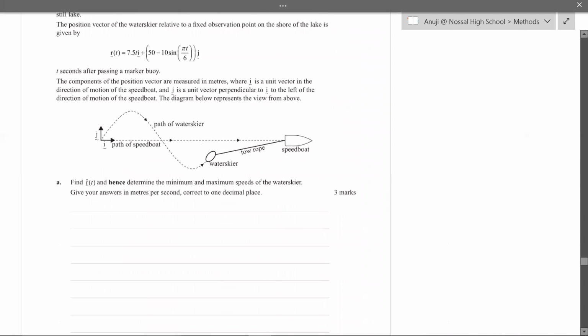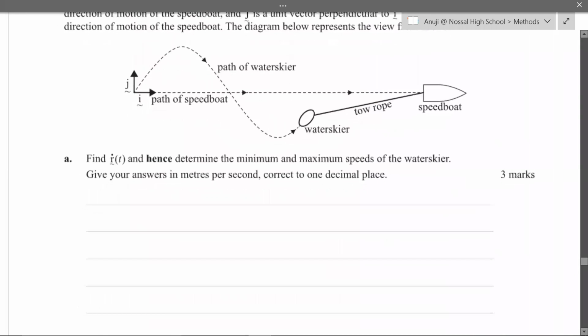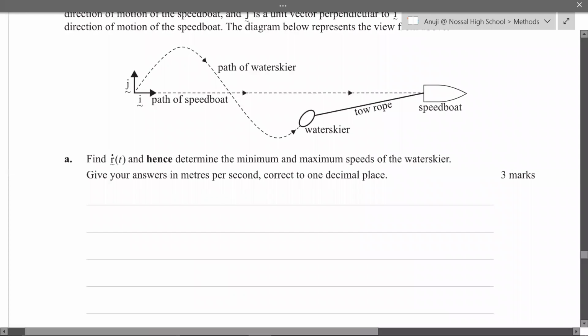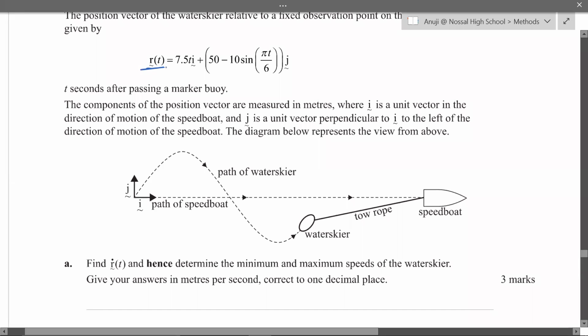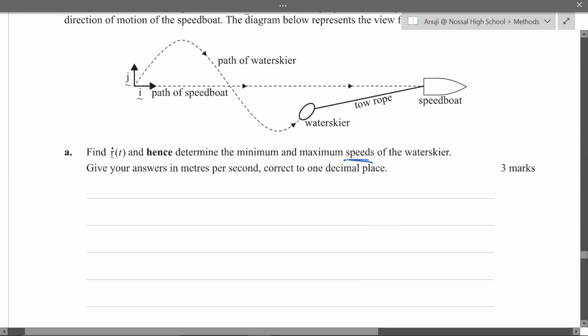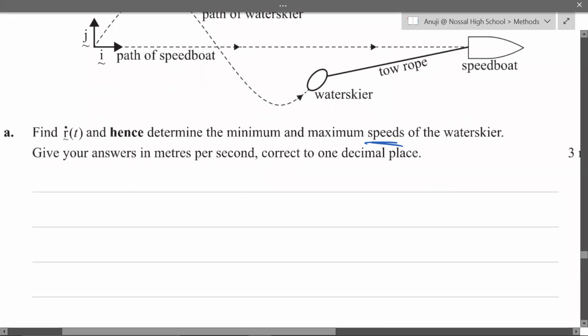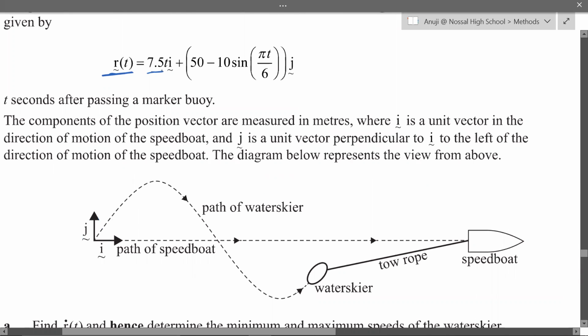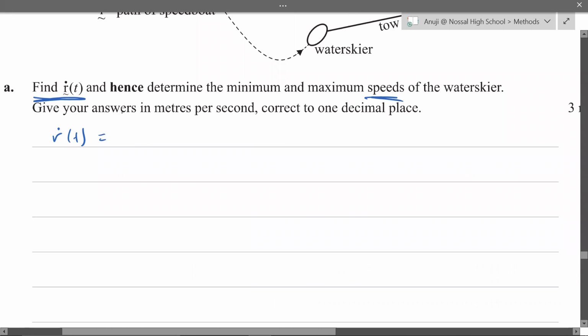What's this one? This one is to determine the min and max speeds of the water skier. So you have the position equation. To get speed, you have to differentiate it and then mod it. But first you have to find the velocity equation, so you have to differentiate it. So it's just 7.5 and the constant is 0. So sine goes to cos and the chain rule. So it's just 7.5 i minus 5 pi on 3 cos pi t on 6.